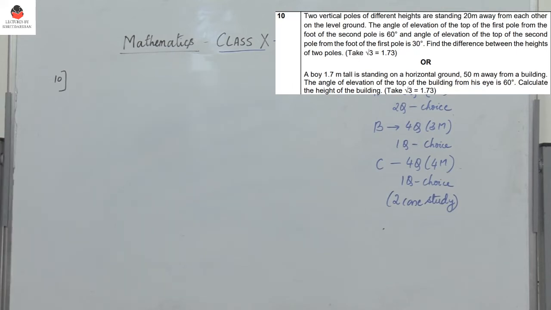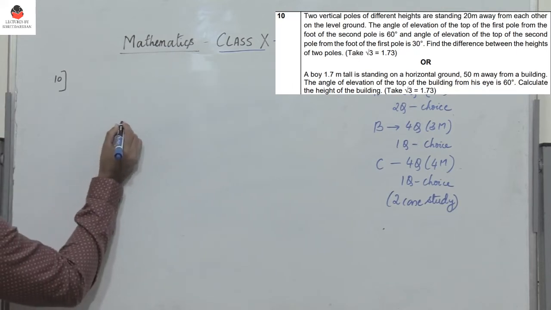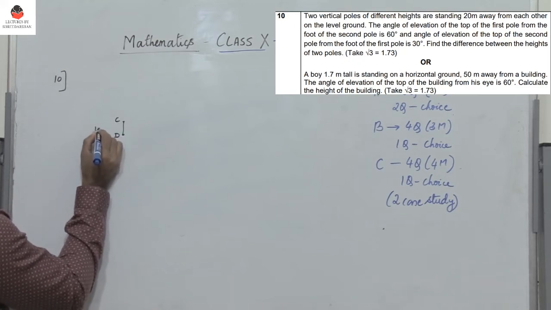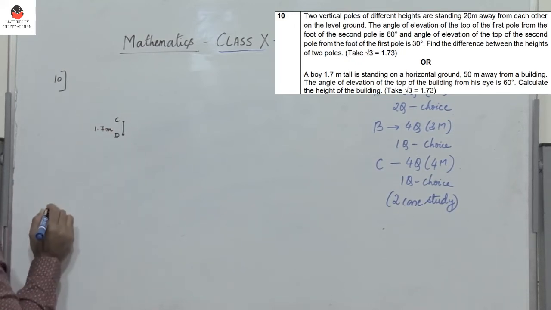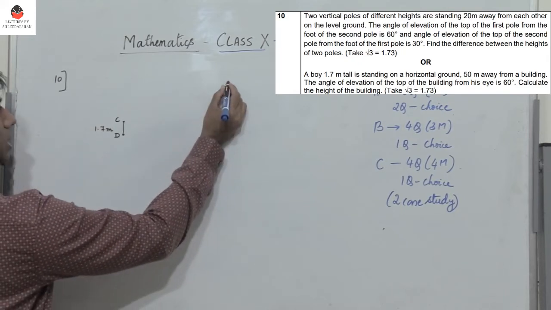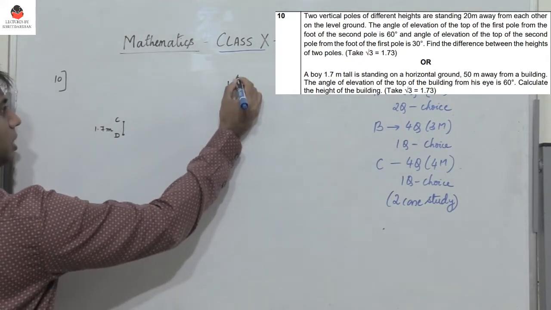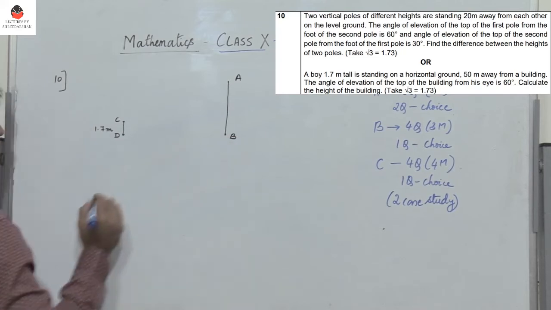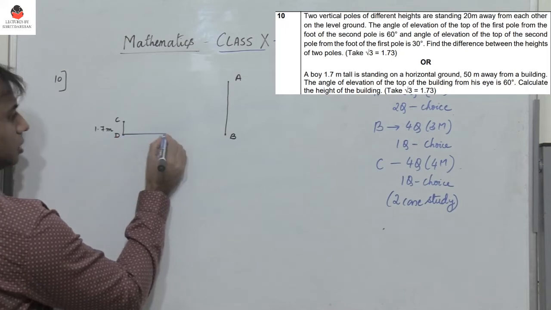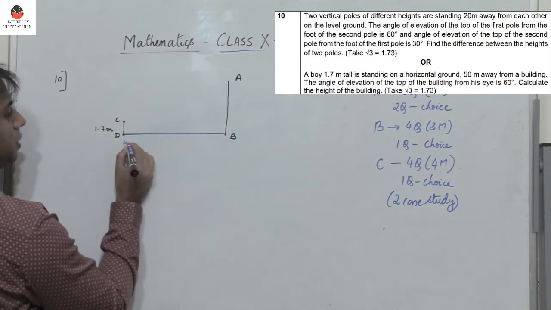A boy 1.7 meters tall is standing on horizontal ground. So we have a boy CD and his height is 1.7 meters. He is 50 meters away from a building. So there's a building here. Let the building be AB. Given that he is 50 meters away from the building, this distance is 50 meters.